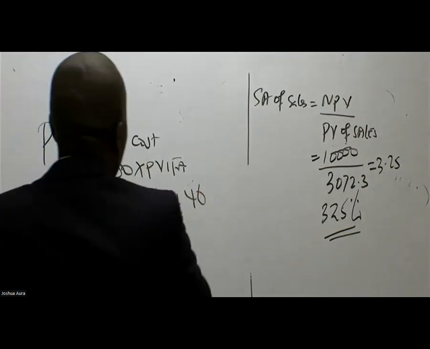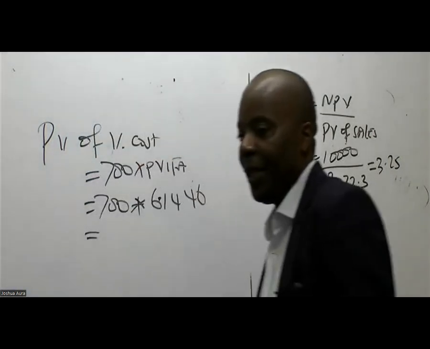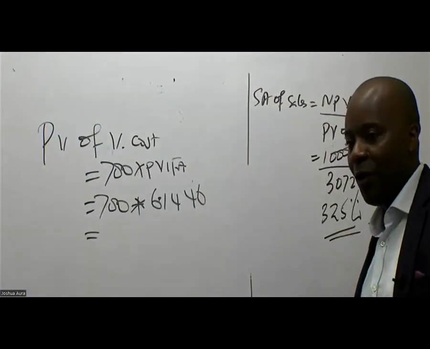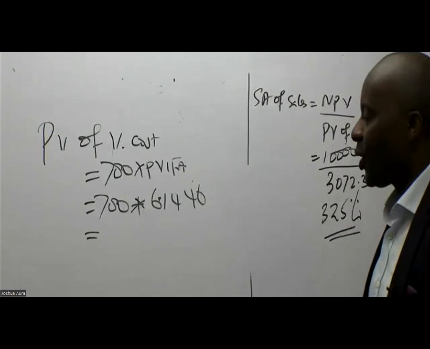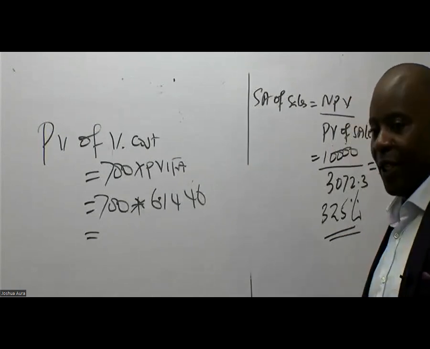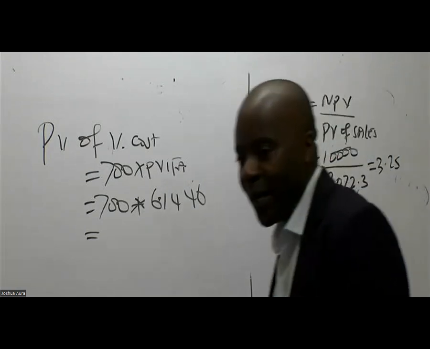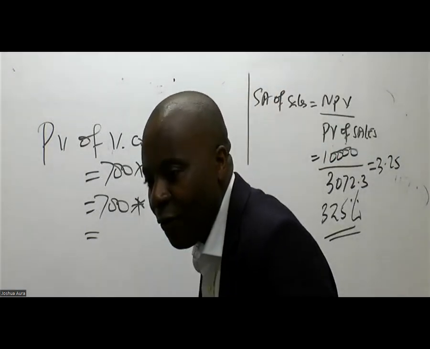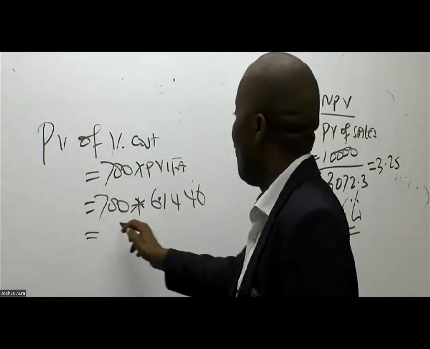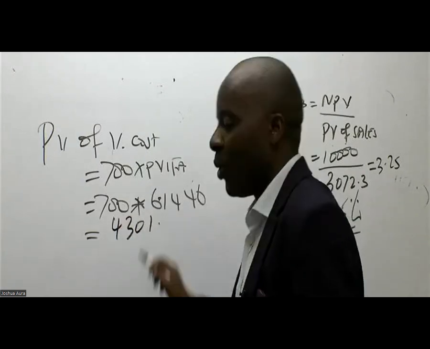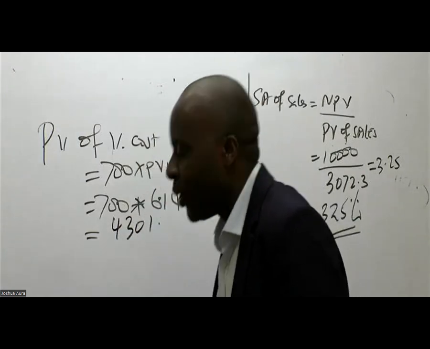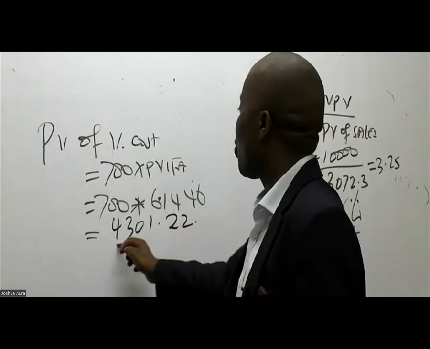Can somebody give me a figure there? 700 times 6.1446, like that. Can somebody give me this figure? David, 4301.22. Thank you so much.